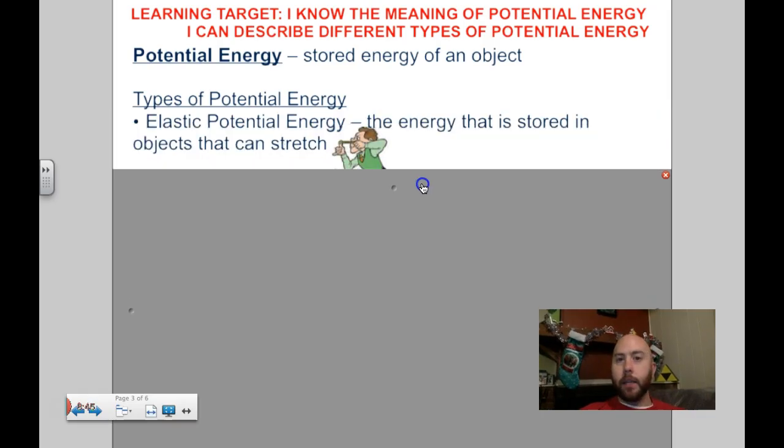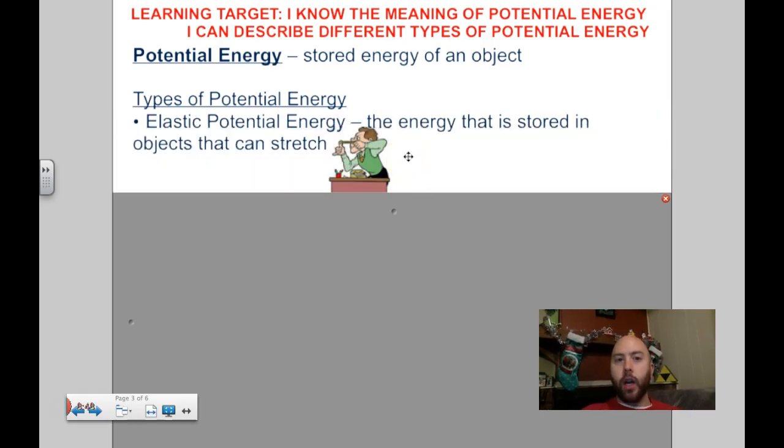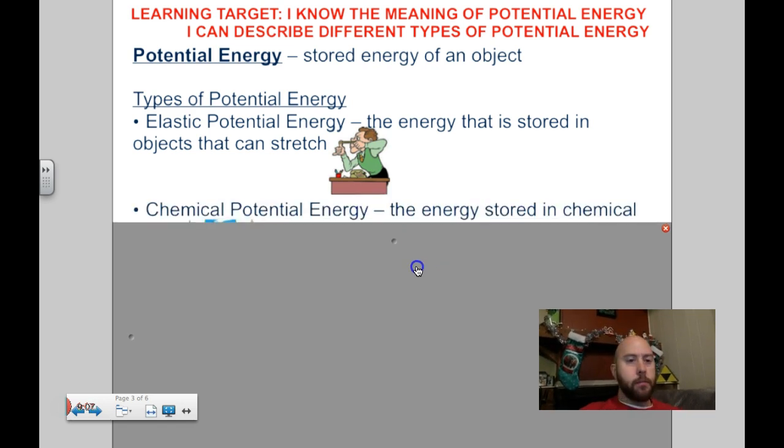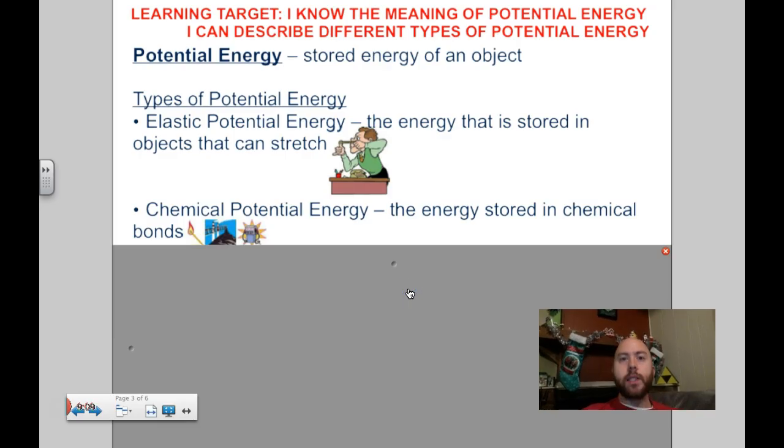Two minor ones, though, are elastic potential energy. So it's the energy that's stored up in objects that stretch, like a rubber band. If you take a rubber band and stretch it, it stores up energy, and when you let go, it can fly across the room. The elastic that's in underwear, okay, that's also a type of elastic stored up energy. So anything that stretches, if you think about it. Chemical potential energy. So this is the energy that's in chemical bonds. So when you eat food, food has chemical bonds. When you eat that, it releases energy that gives your body the energy it needs to function.